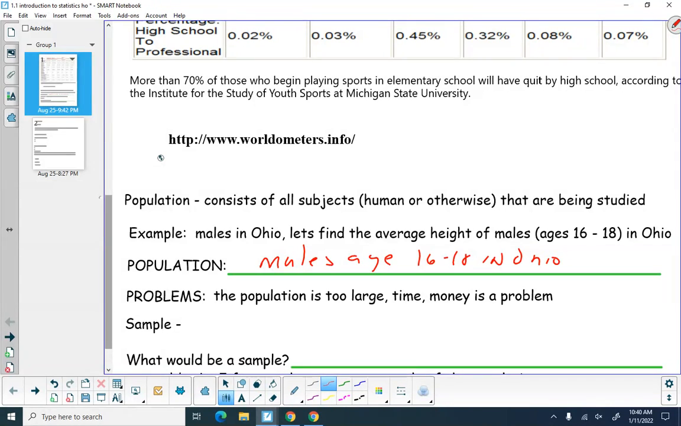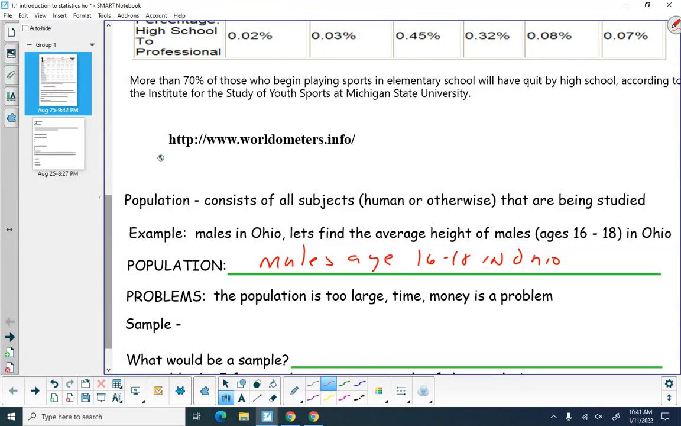Of all the males in the state of Ohio, we want to find what their average height is. So our population is all the males aged 16 to 18. The problem we run into is we want to find the average height of the males of age 16 to 18 in the state of Ohio, but we would have to measure the height of every male age 16 to 18 in the state of Ohio.